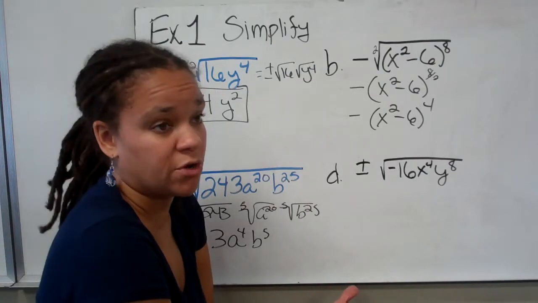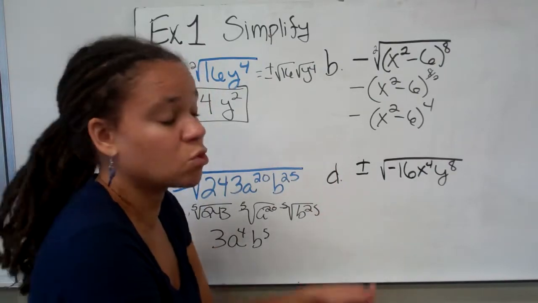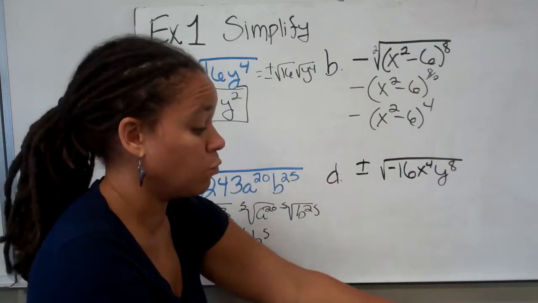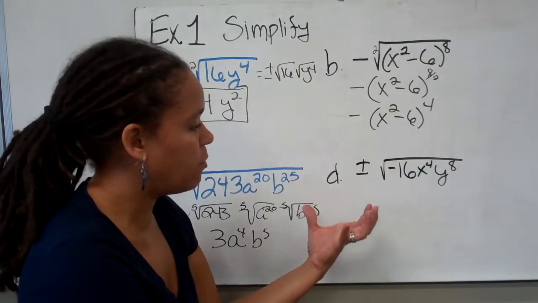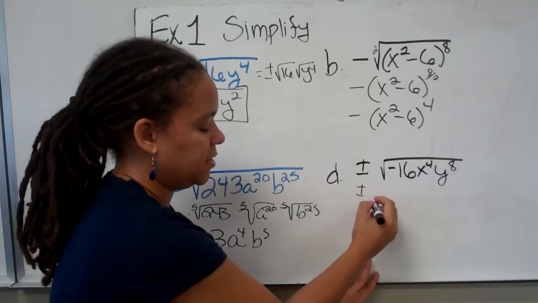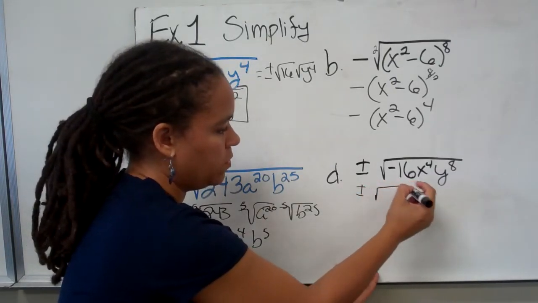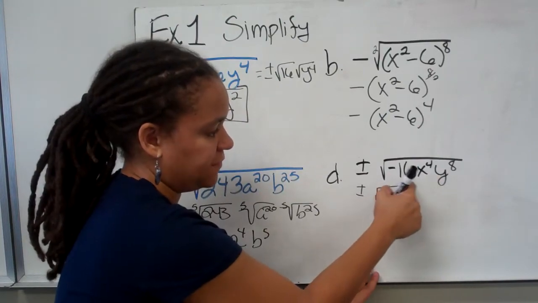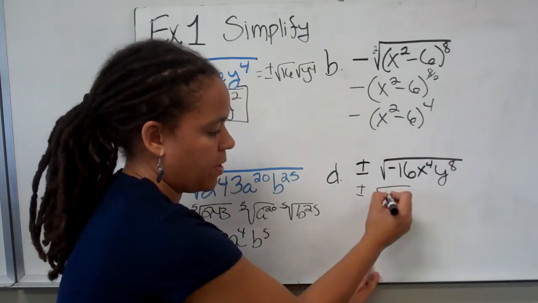We know it's going to be imaginary. There are no real solutions here because you can't take the square root of a negative number and end up with a real number. So we're actually going to end up with an imaginary solution. And let me show you how it plays out. We have plus or minus square root of course it's negative 16 x to the 4th, y to the 8th, but I'm going to break it down now.